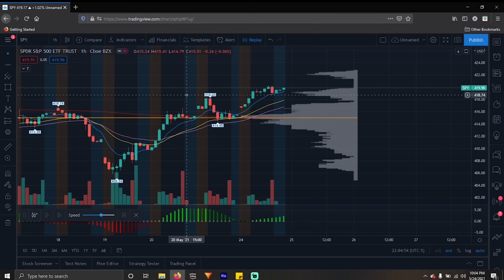So there's really three options here. You got the rejection, you got the sideways consolidation, and you got the temporary consolidation and then lift off to go higher. Either way, I can plan my exit strategy based on this point of control line.